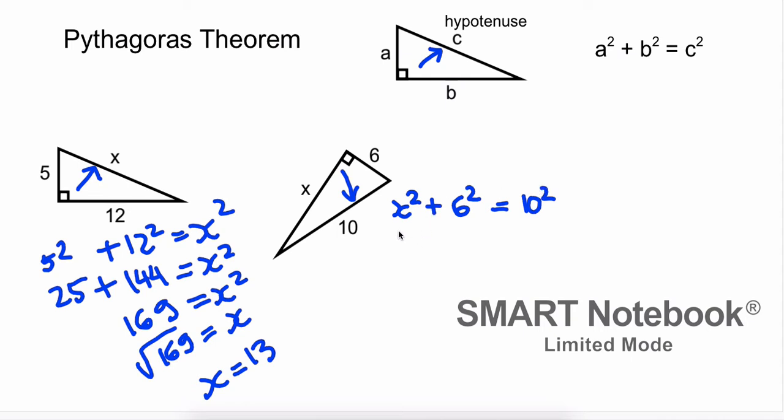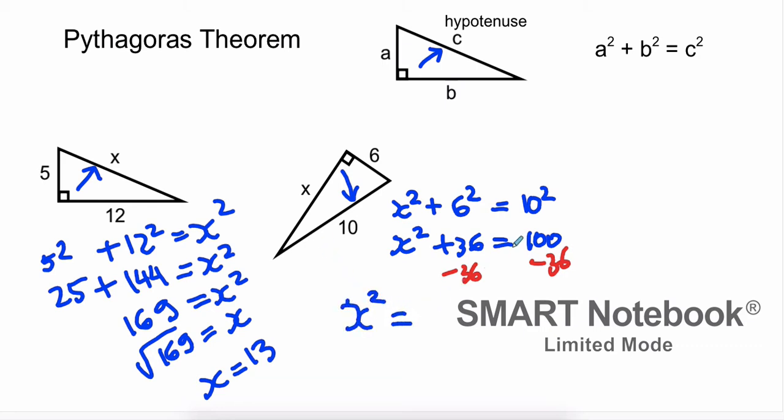Okay? Right, so then we have here x squared plus 36 equals 100. And then applying a little bit of algebra, of course, we have to subtract 36 both sides. And then we have x squared is 100 subtracted by 36, that's 64. And then x has to be the square root of 64. So in this case, x is 8.